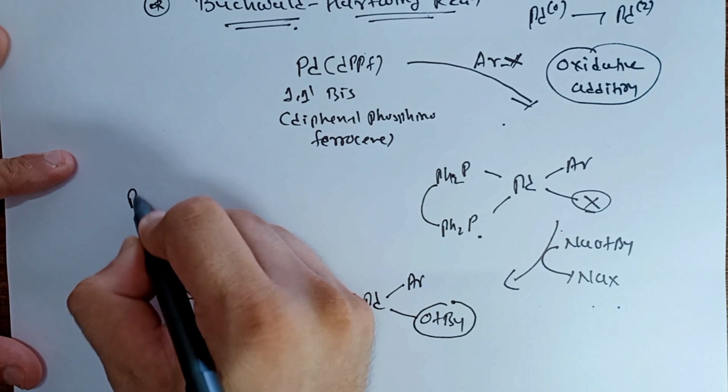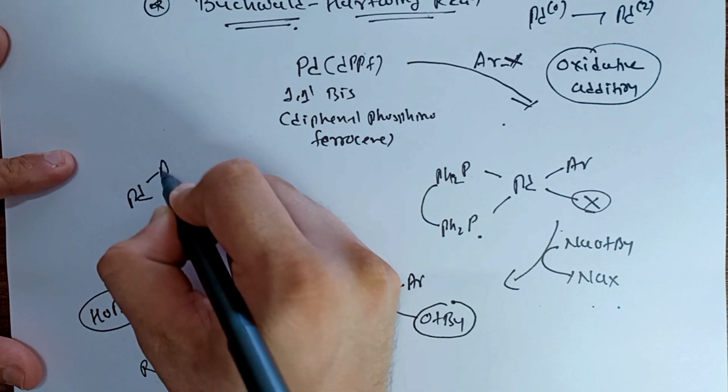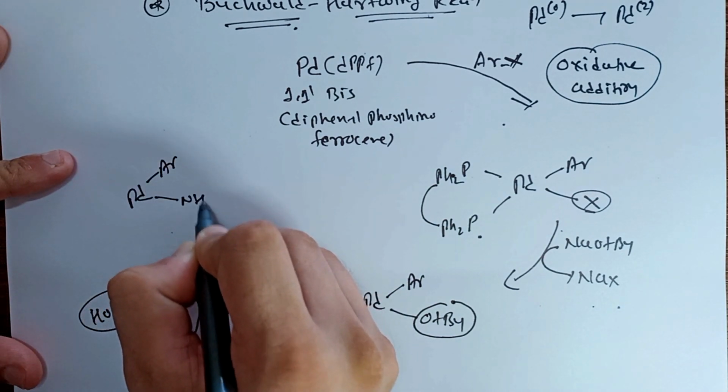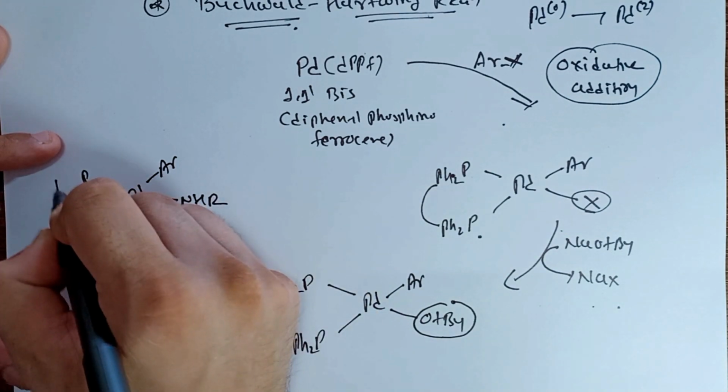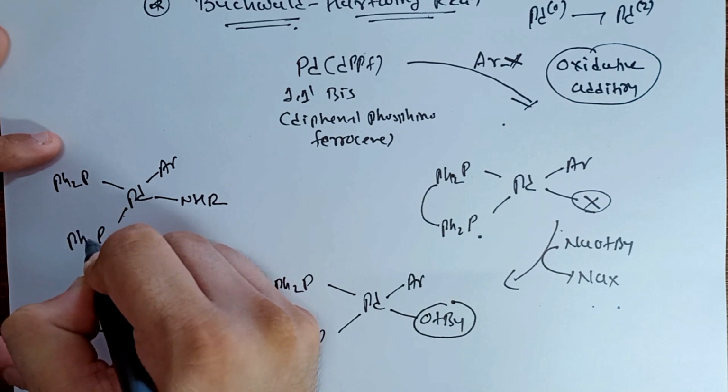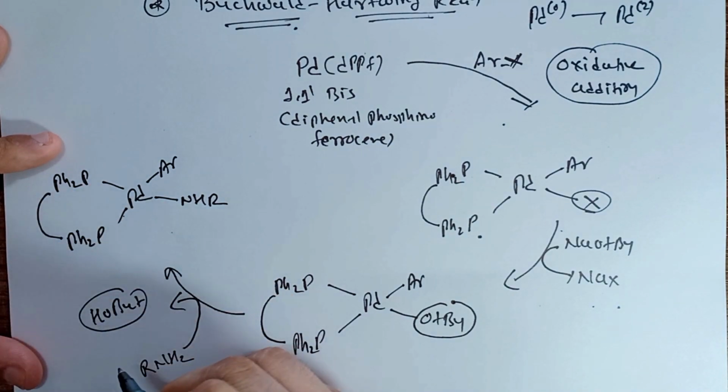So here we are having a palladium, that is Ar group over here. Here we are having NHR. So this is our P. Here we are having PPh2. So now this is our molecule.